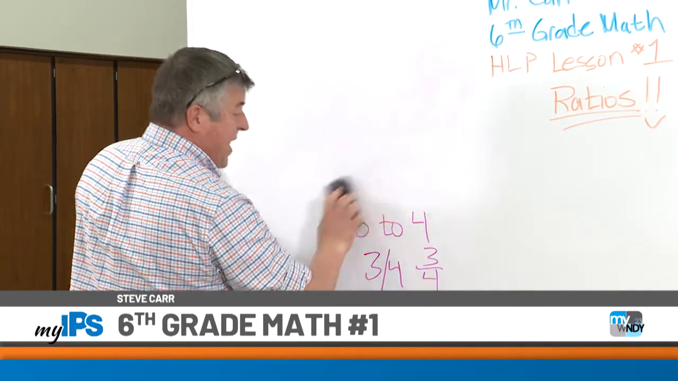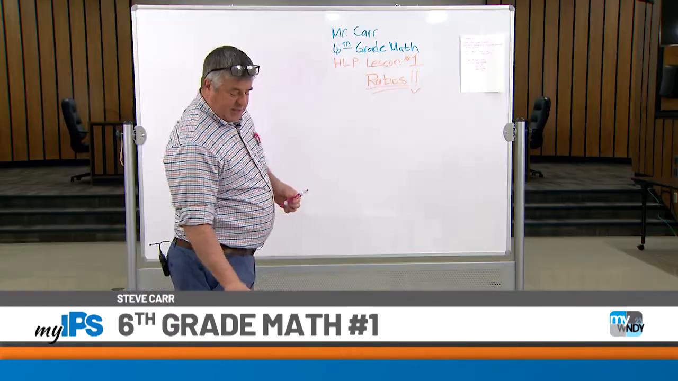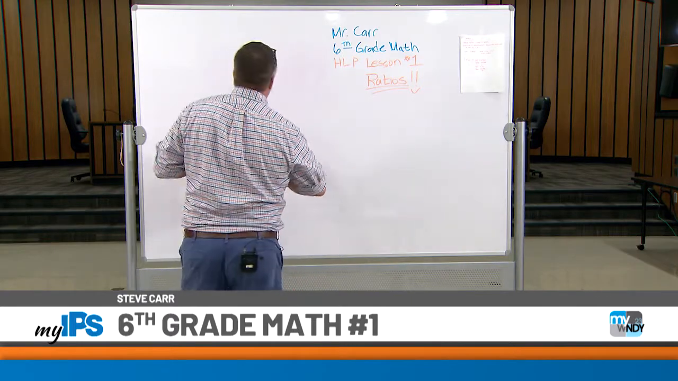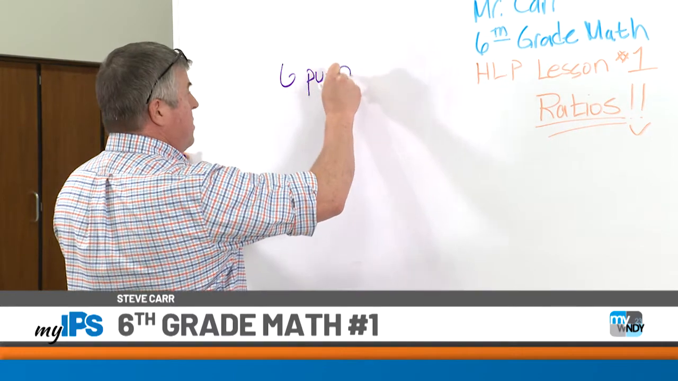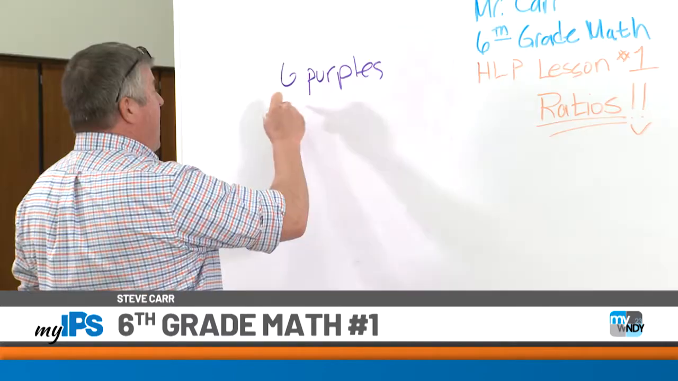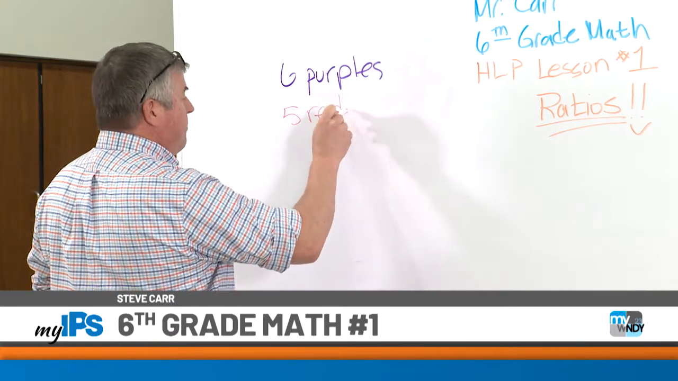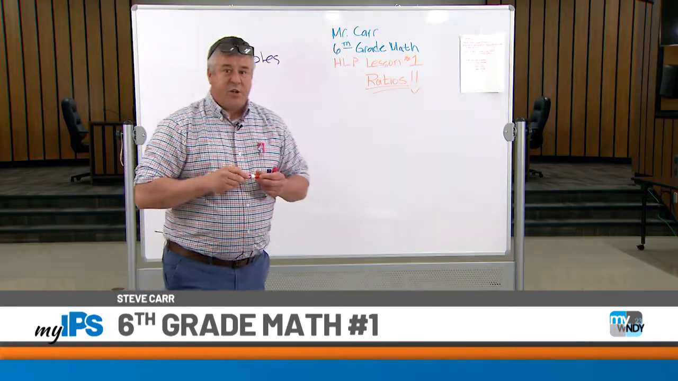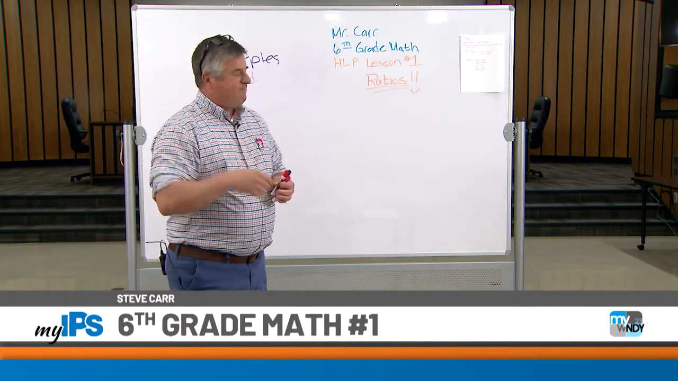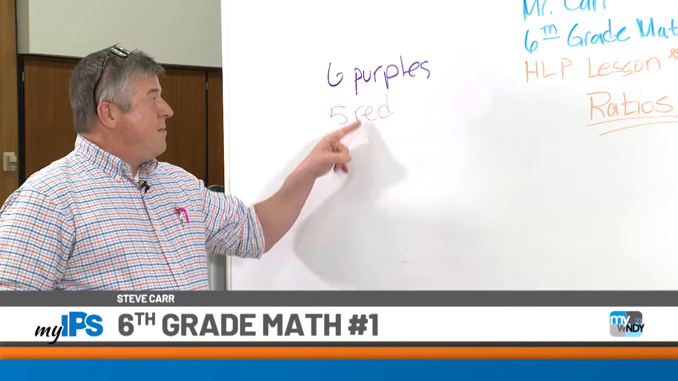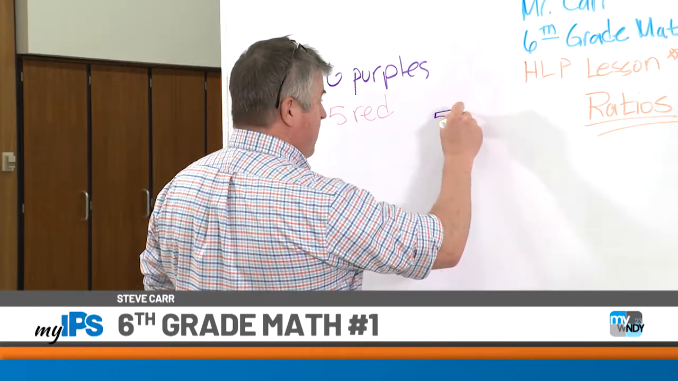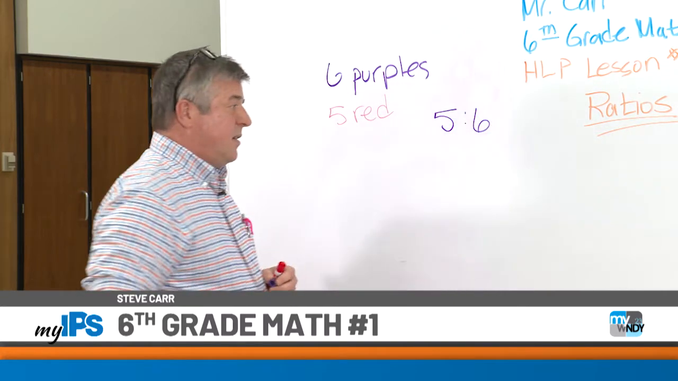Let's look at one other example. Let's say that Rita collects marbles, and she has 6 purple marbles and 5 red marbles. What is the ratio of red marbles to purple marbles? We've got 5 red, we've got 6 purple. So our ratio there is going to be 5 to 6.